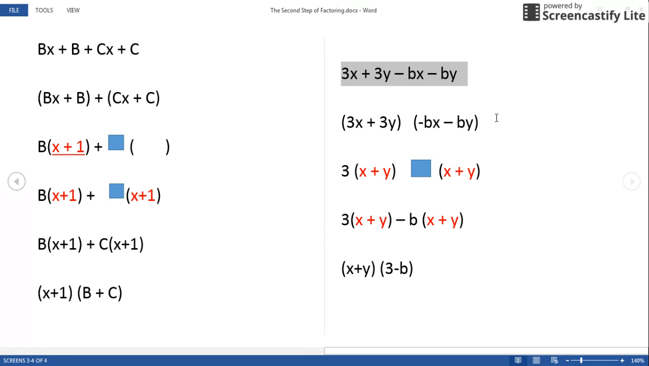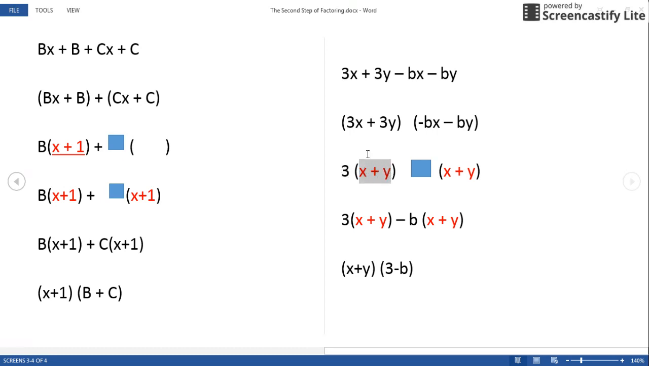I've again noticed nothing common to all four terms. There are four terms, so I've grouped together the front two and the back two. Notice that the minus sign on the third term needs to go inside the parentheses. If it's not inside the parentheses, then it would change the sign back here, and you don't want to do that. So if you've got a negative sign on that third term, put it in the parentheses. Out of the front set of parentheses, we can factor out a 3, leaving an X plus Y.